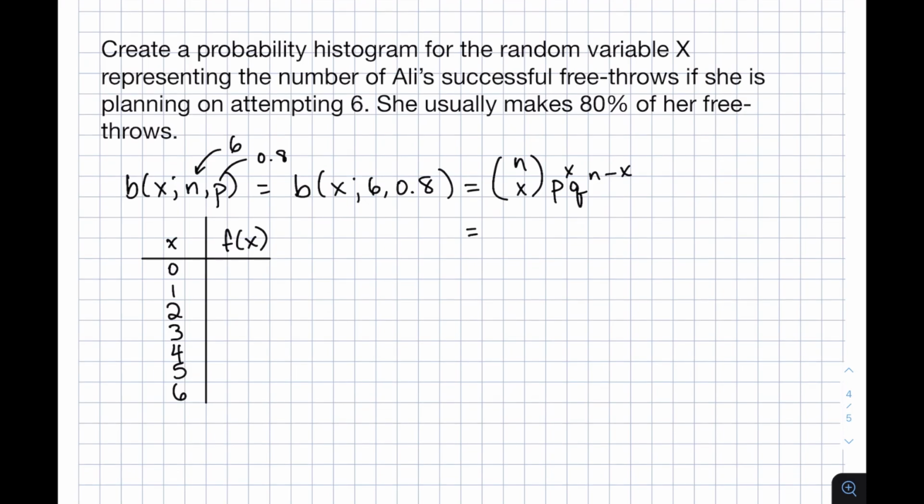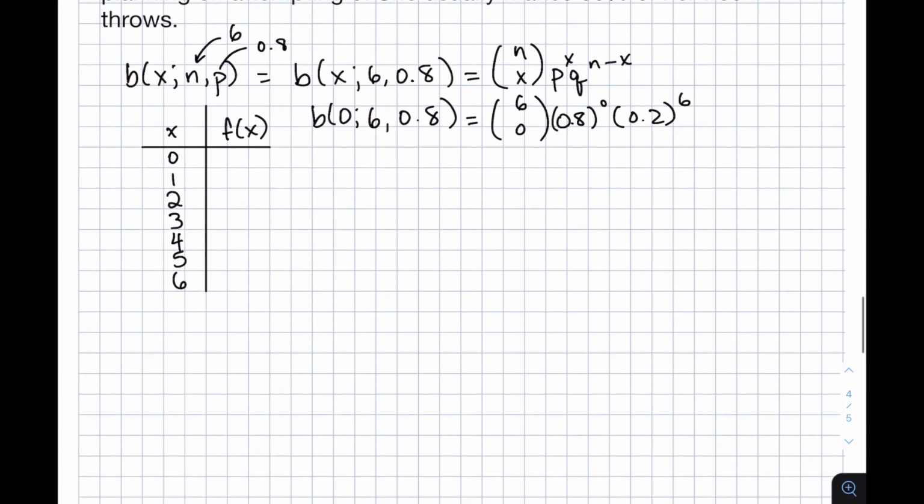I'll do the first one as an example. X is equal to 0, which is 6 choose 0, times 0.8 to the 0, times 0.2 to the n minus x, which is 6 minus 0, so 6. This is equal to 6 factorial over 6 factorial, which is 1, times 1, times 0.2 to the 6. With a calculator, we find that this is 6.4 times 10 to the negative 5.